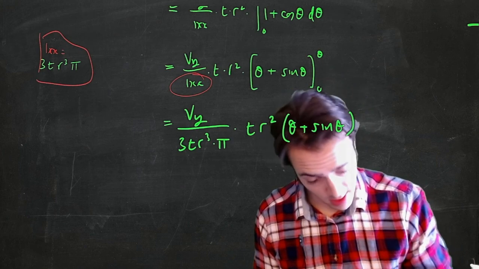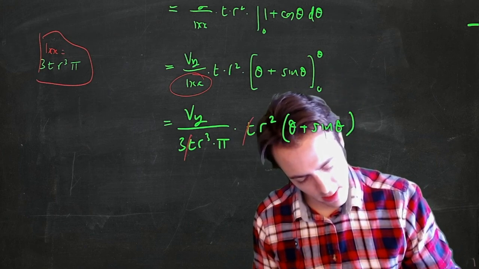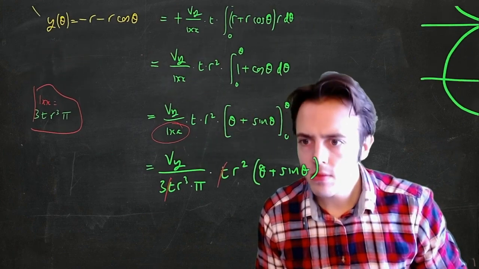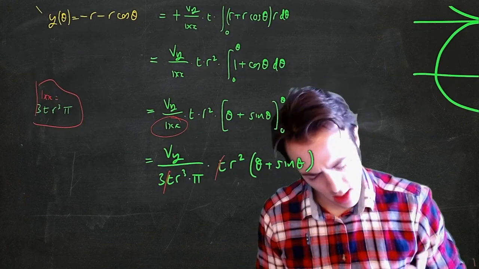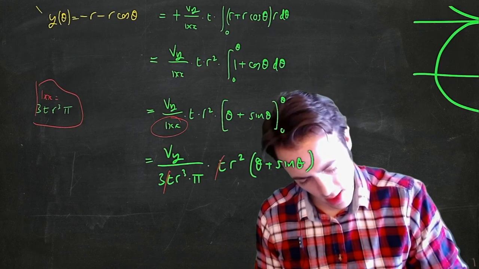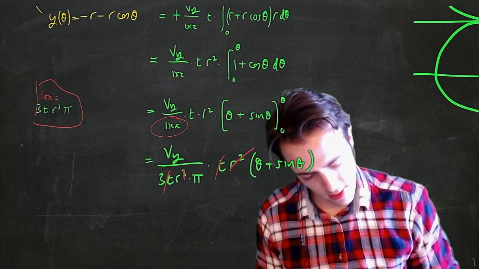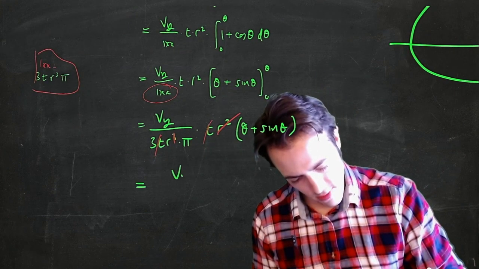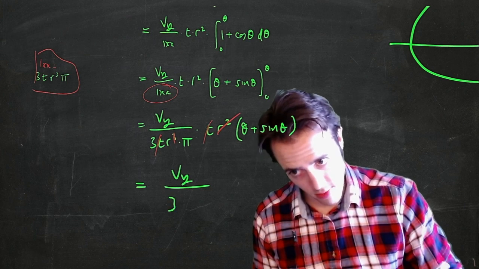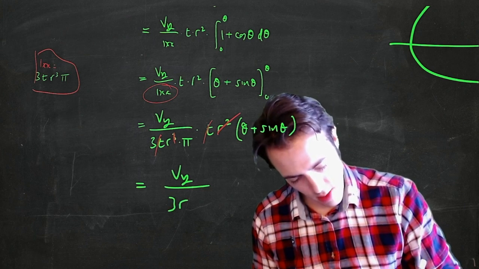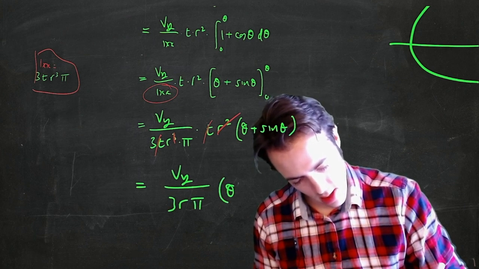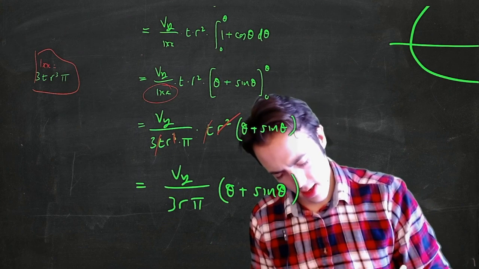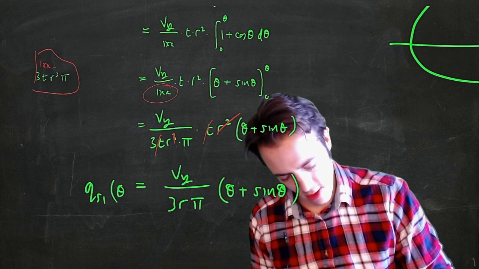Right, so some things are going to cancel, which is nice. The T's are going to cancel. And I'm going to just get rid of 3 on here. Yeah, that's good. All of these things sort of cancel. Vy on 3r pi theta plus sine theta. So what I've got here is QS1 as a function of theta.